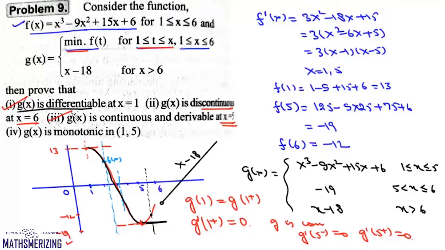And finally, we need to prove that g(x) is monotonic in 1 to 5. Now in between 1 to 5, this function is strictly decreasing. So it is monotonic in 1 to 5.